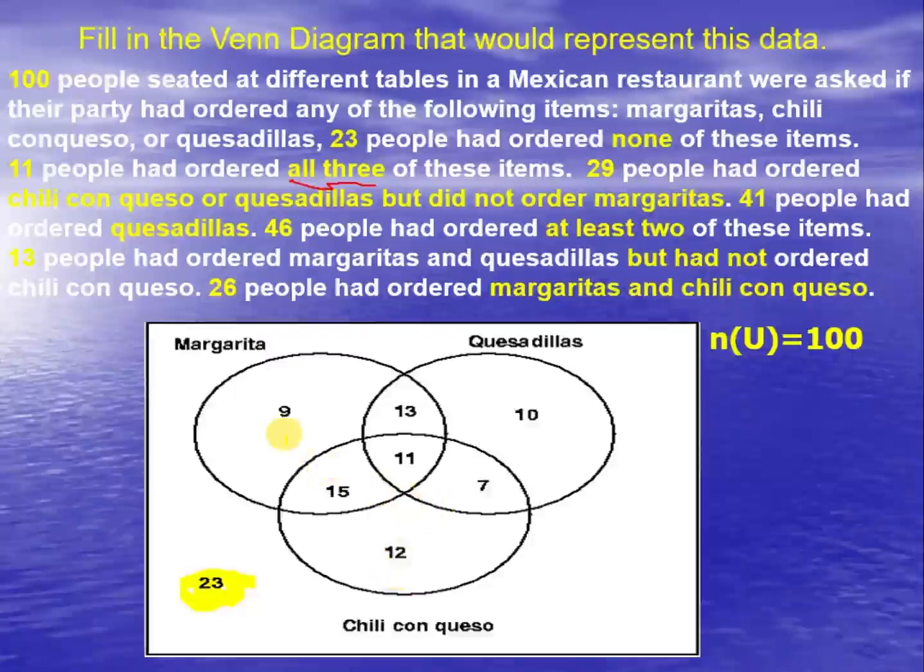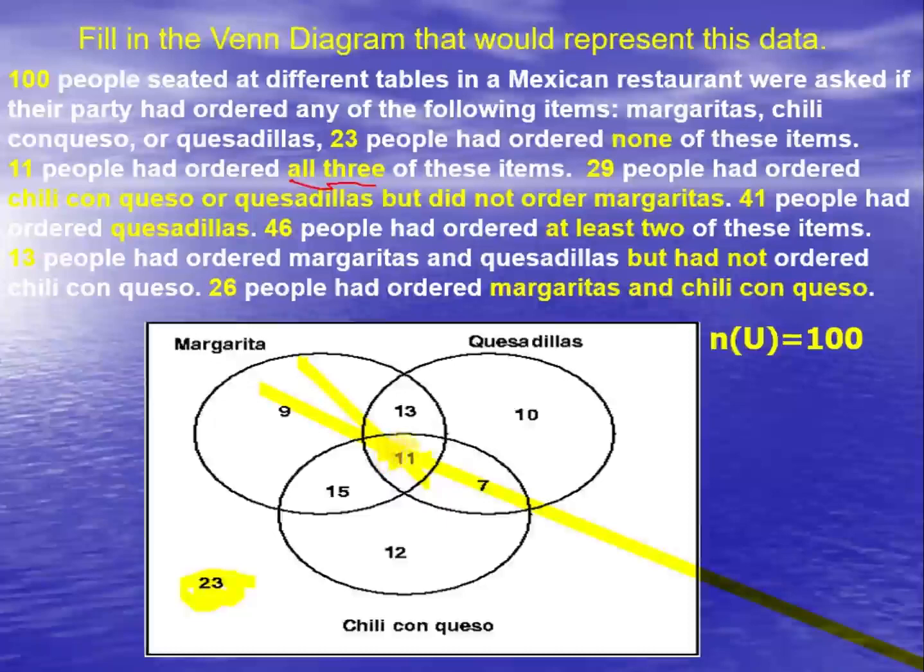Now, 11 people had ordered all the three. So 11 people have ordered all the three, and that is this region. 11 people have ordered all the three. That is only this place.